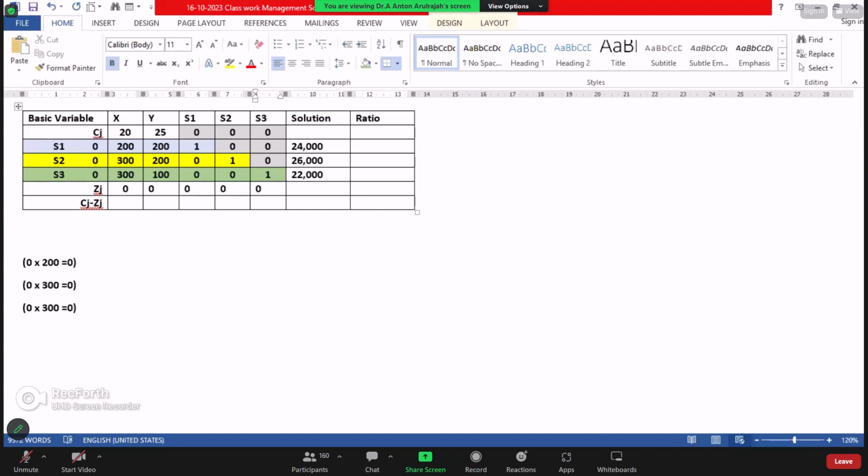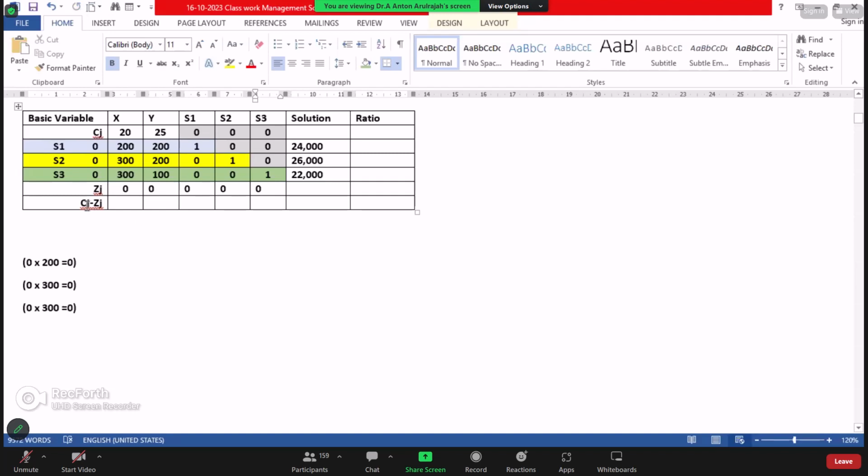Now you see that the Zj value we have found. How have we found the Zj value? In each column, the basic variables' coefficients have to multiply by the per unit requirements and we get it. Similarly, for all these x, y, s1, s2, s3, all are multiplied and we got it.